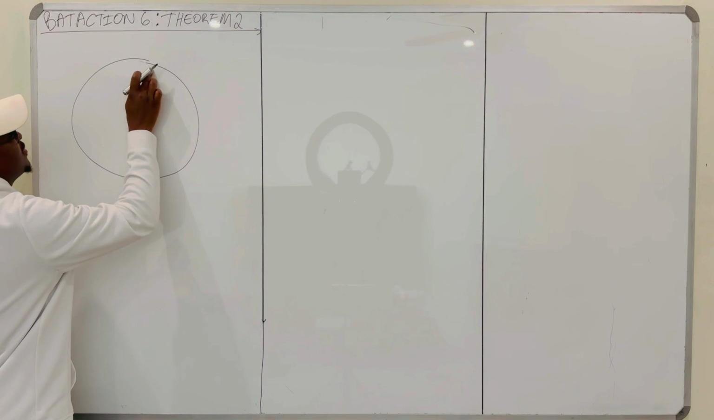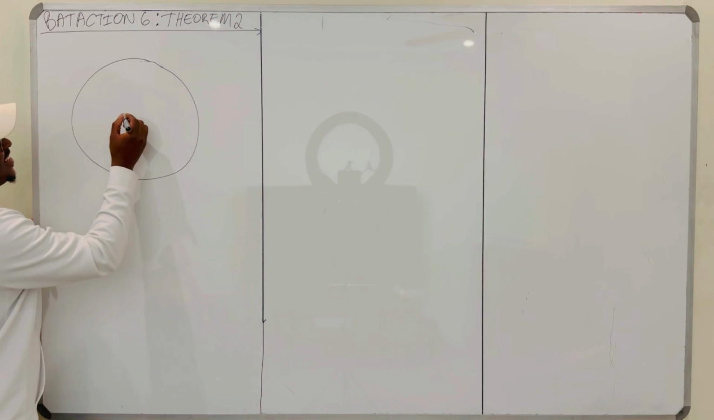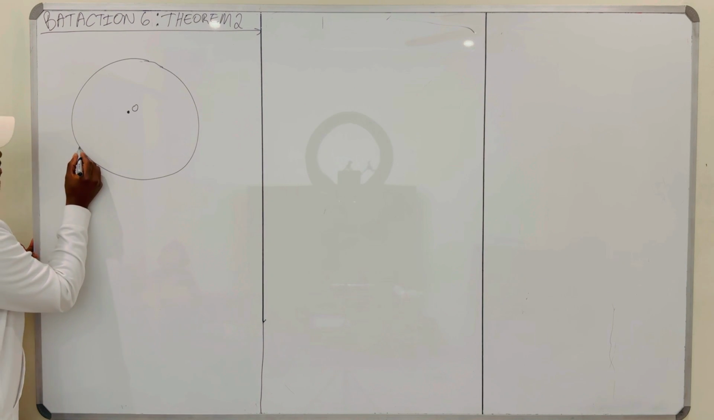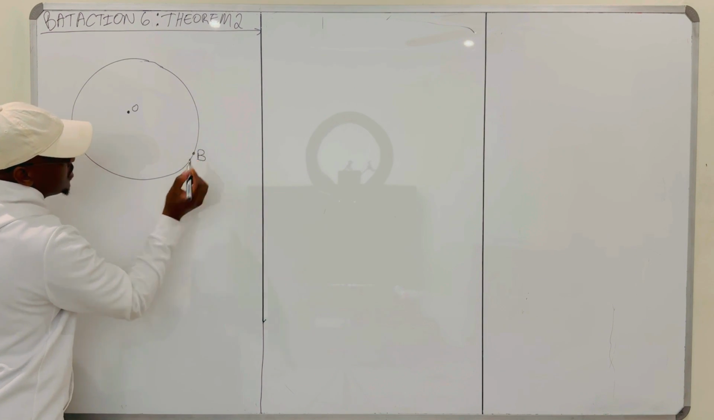Can you see? Can you see the circle? Yes. And this is the center, maybe center O. Can you see it? Yes. Here's the point A, and here's the point B.